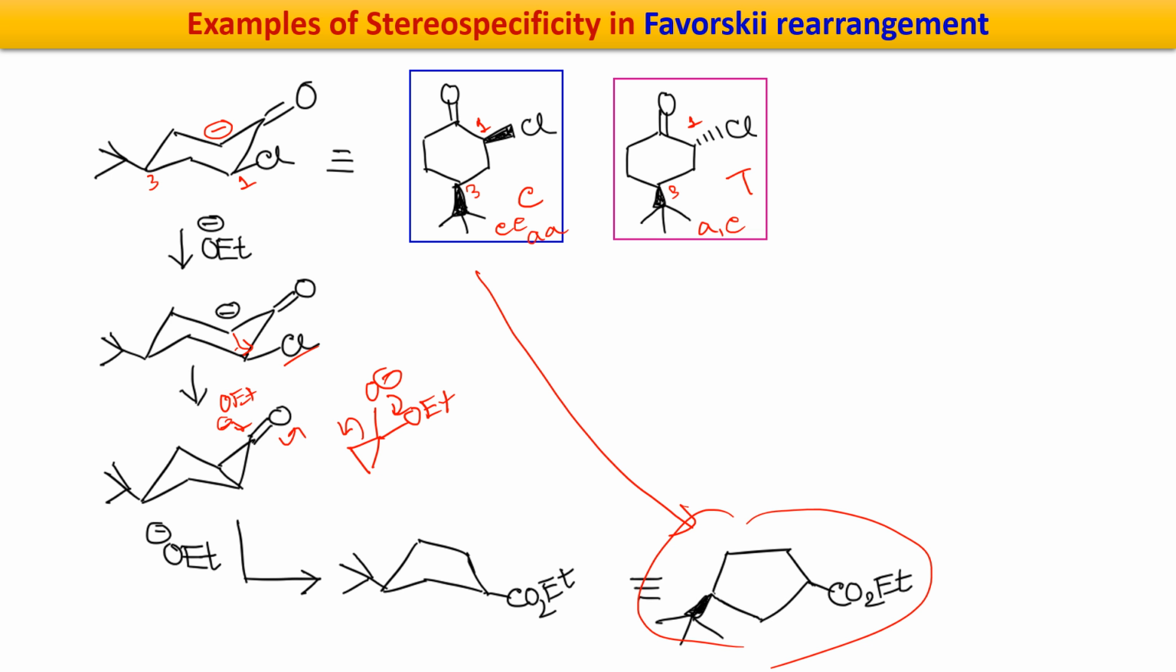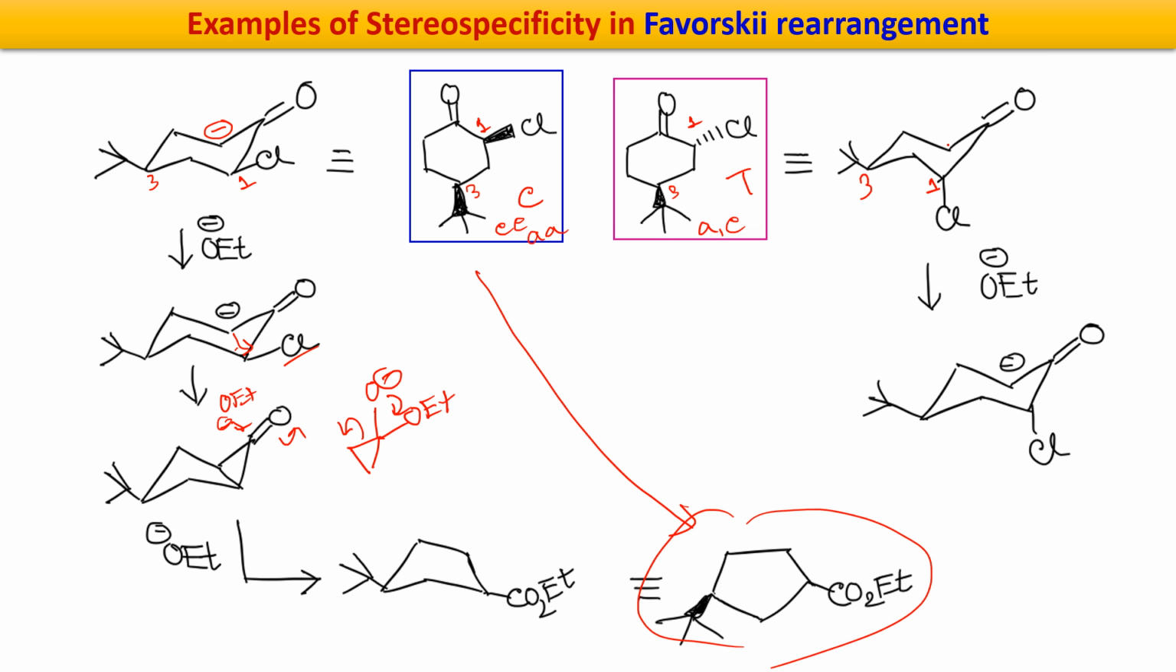Now what will happen in the second case? In the second case we can expect the same type of mechanism, but first of all we have to understand that this chlorine and tertiary butyl group, this is position 3, this is position 1. So chlorine is axial, and the tertiary butyl group you have to keep equatorial, okay, because it is a large group. Now again negative charge generation will be there. So this will be the position where negative charge will be generated.